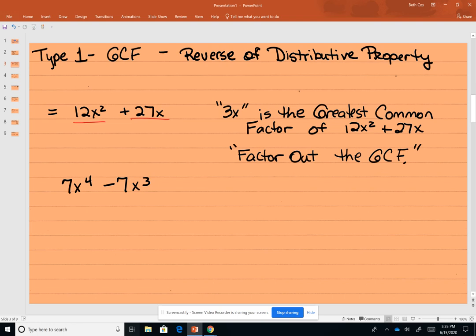Now we have 12x to the second plus 27x, and we want to rewrite this as a multiplication because that's what factor means. Factor means to rewrite as a multiplication problem. And so the first thing we want to do is see if there is a common number that everything is divisible by, or that we could divide everything by.